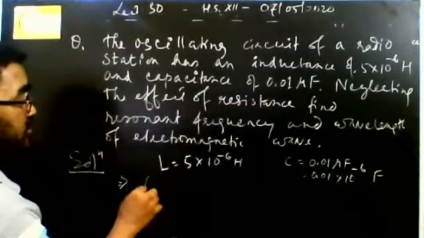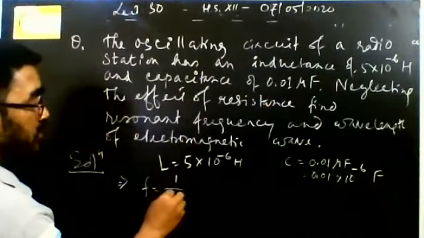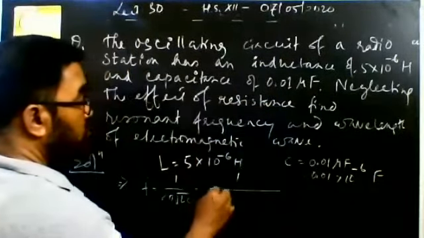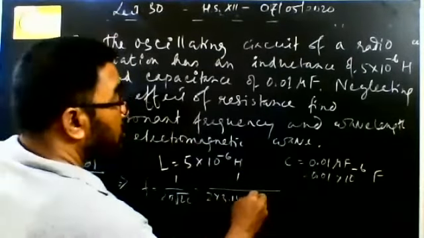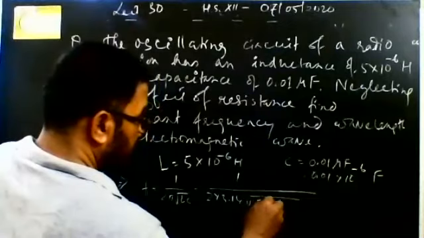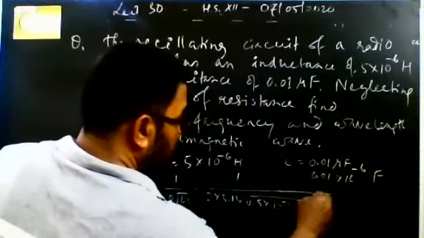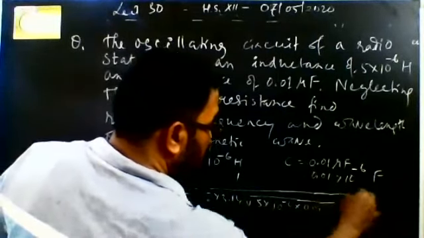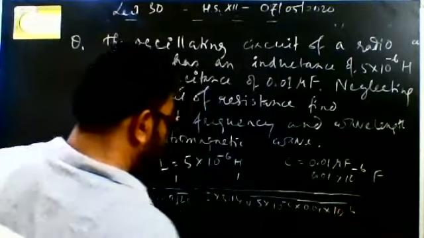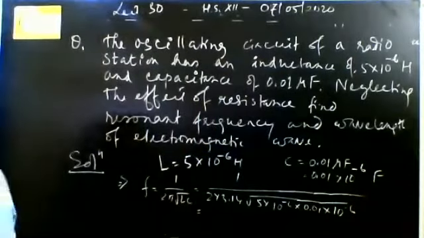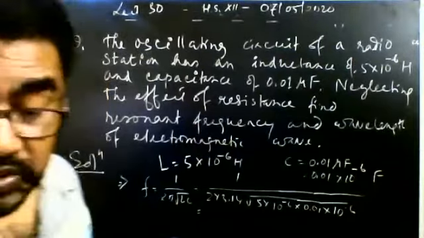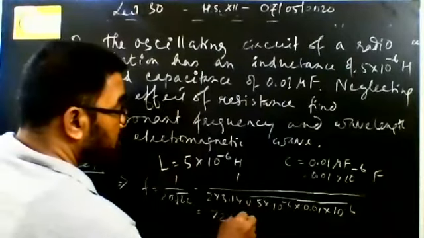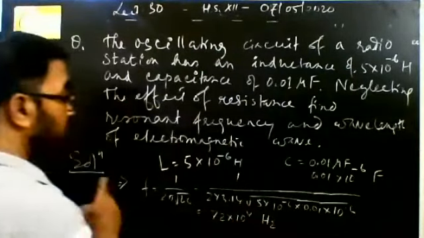So what will be the frequency? By the relation it is 1 by twice pi root over LC, so you have to put all the values. Okay, 2 into 3.14 root over L, which is 5 into 10 to the power minus 6, into 0.01 into 10 to the power minus 6. Okay. After calculating this, you will get some value. That value is 72 into 10 to the power 4 hertz. After calculation, 72 into 10 to the power 4 hertz, because it is frequency.